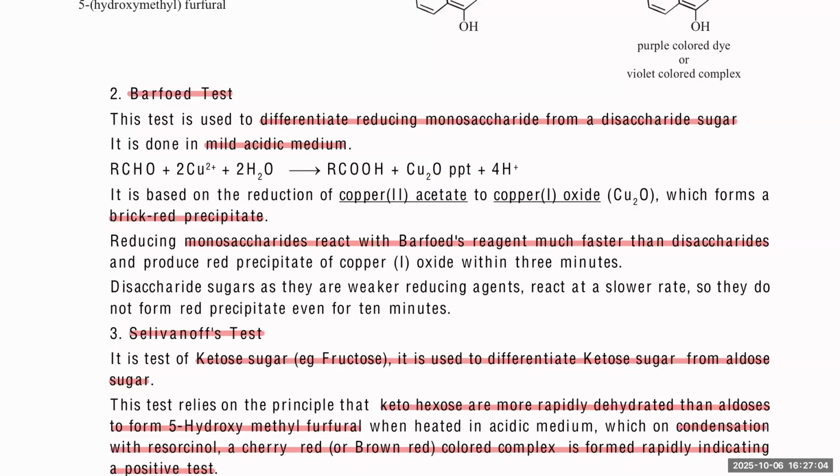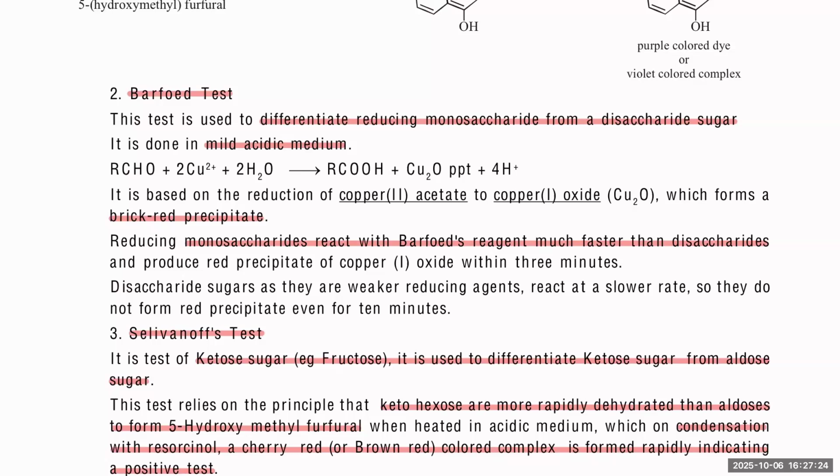When you have mild acidic medium, you know that this is nothing but a Benedict test, correct? Fehling's solution or Benedict solution, but Fehling's and Benedict are taken in basic medium. Now I'm taking it in acidic medium. Got it? Right.